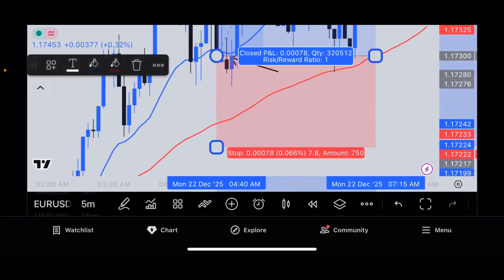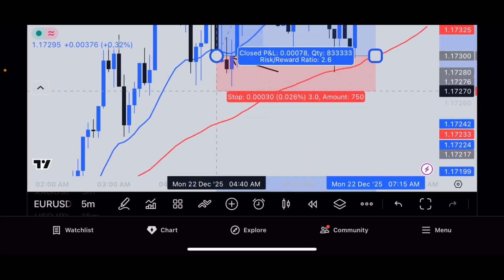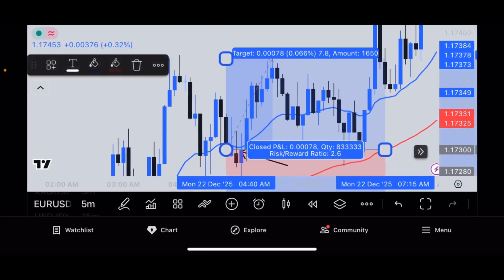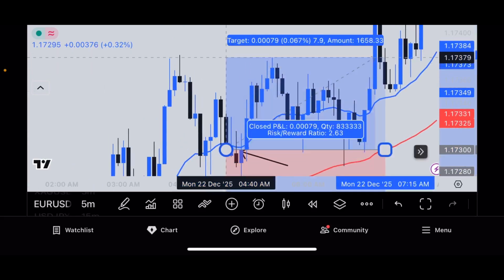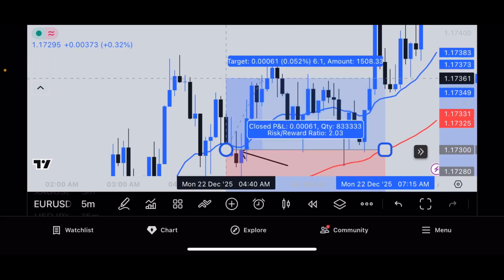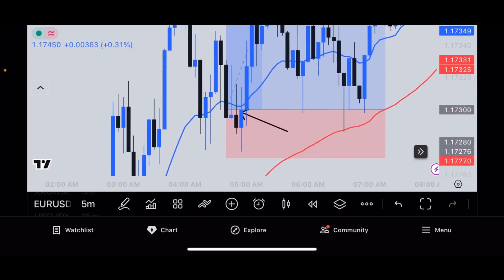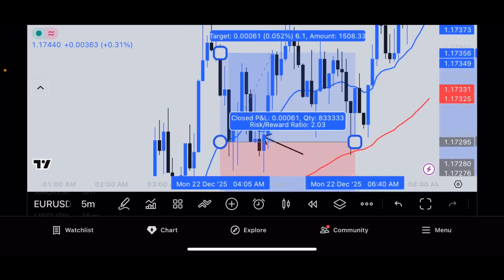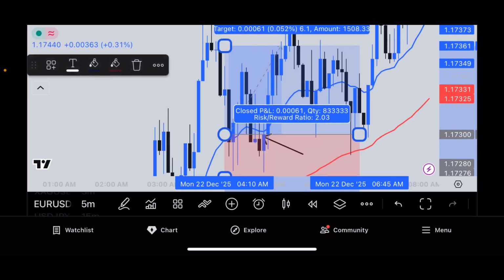Okay, so we set our stop loss below the engulfing candle and we target the high right here. You can target this high or you can just close the trade at 1 to 2 RR. Okay, so that's how we take a trade using this exact strategy. Okay, so let me show you guys a sell trade.